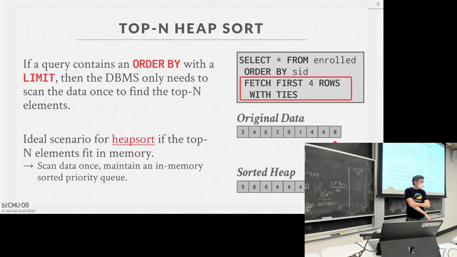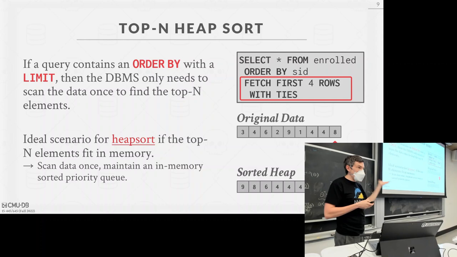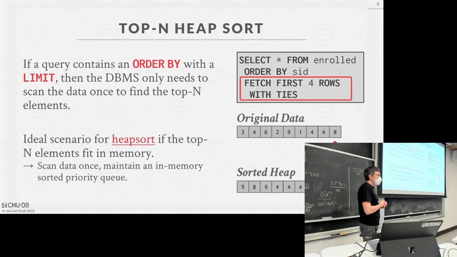Again, one pass through the data. I maintain the sorted heap. Assuming the sorted heap fits in memory, this is super easy. And I'm done. Yes? So the idea is as soon as you see the limit keyword, you try to use this approach, right? The statement is as soon as you see the limit keyword, you try to use the sorted heap. Yes? So at that time, you don't know if the entire heap would fit in memory. You just assume it would.